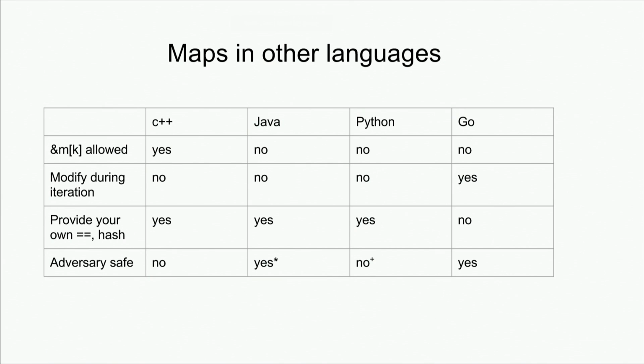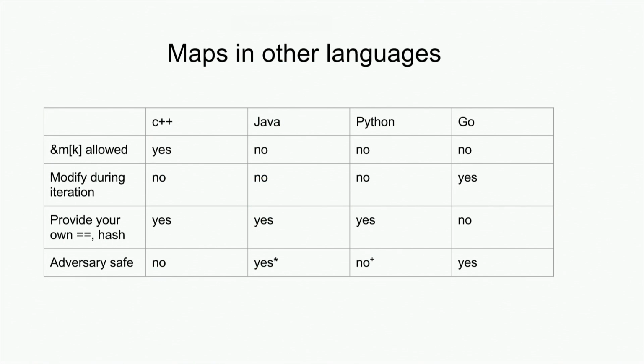Can you provide your own equality and hash functions for maps? In all of the languages, you can do that. In Go, we don't allow it. It's very easy to shoot yourself in the foot by defining maybe an equals and a hash function that aren't compatible, or a hash function that's not good for certain input data. So in Go, we don't allow that.